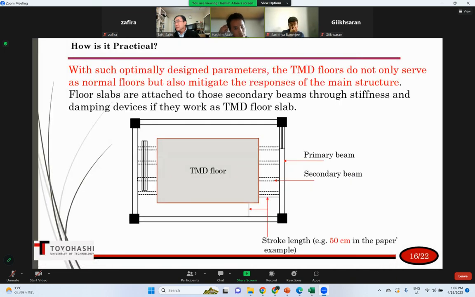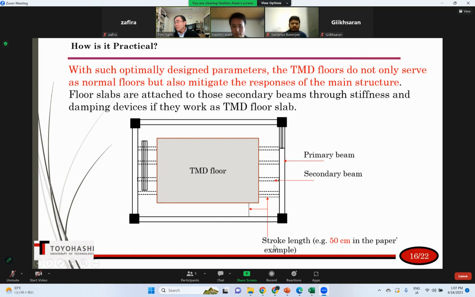But I couldn't understand whether it is practical, because they said that with such optimally designed parameters, the TMD floors not only serve as normal floors, but also might reduce the response of the main structure. And they also said floor slabs are attached to the beams through stiffness and damping devices if they work as a TMD floor slab. Consider this is a frame, a room, for example. These are the main primary beams, and these are the secondary beams. This is the TMD floor attached to the secondary beams.